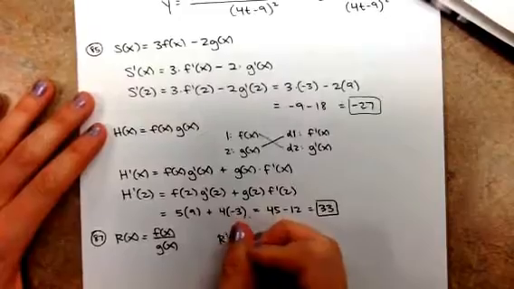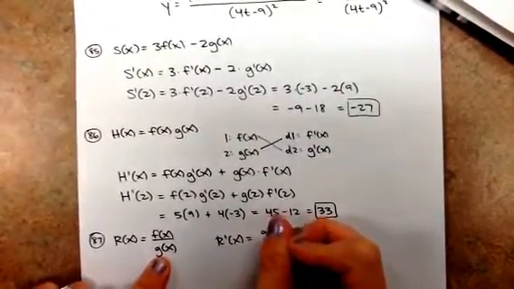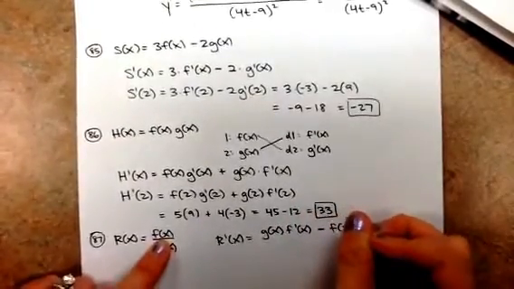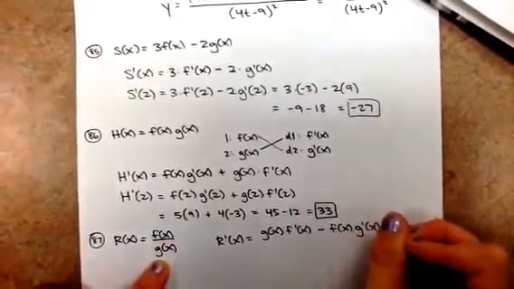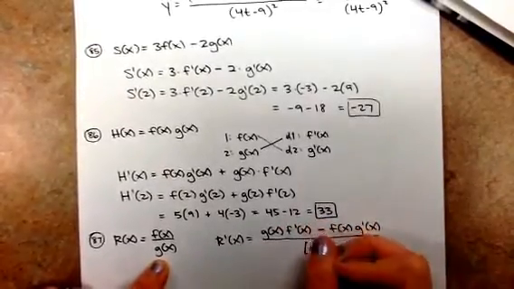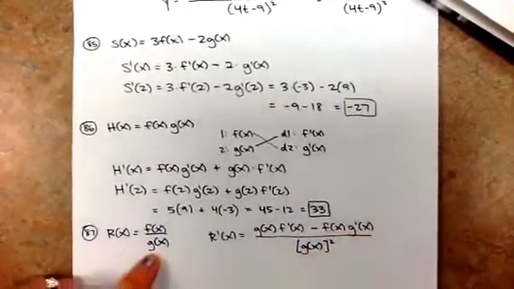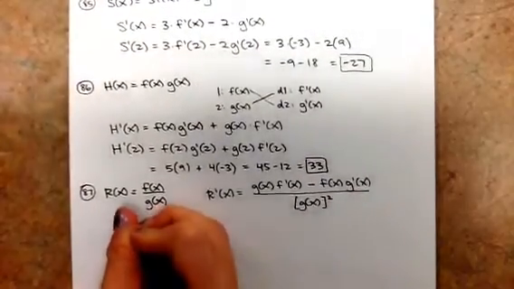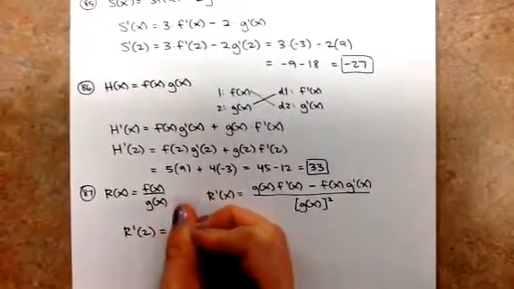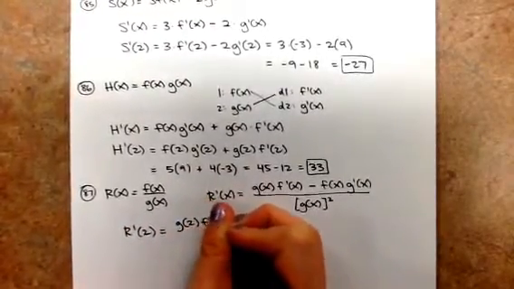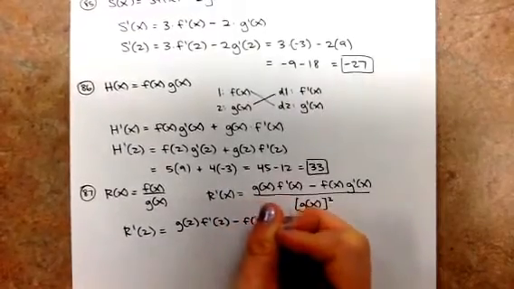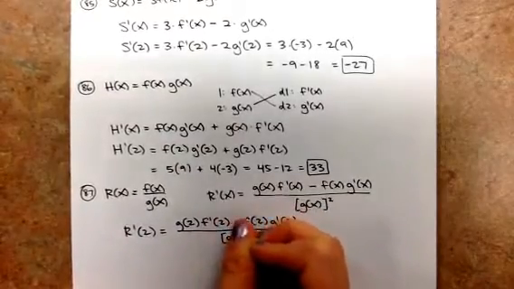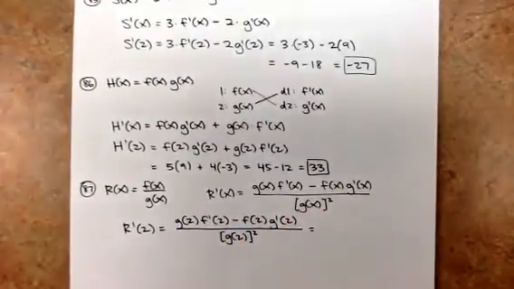Okay, so for r prime, we do low, d high, minus high, d low, and then all over low, low. Okay, so that's the generic quotient rule. I want the derivative at 2. So I'm going to plug the 2 in everywhere. Okay, and then just like before, I can pull those values right off the table.